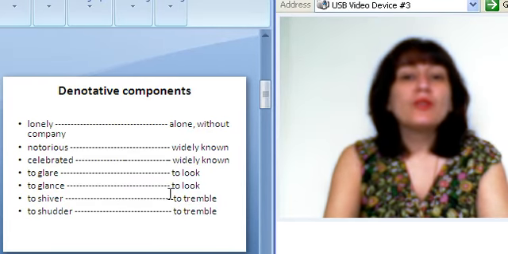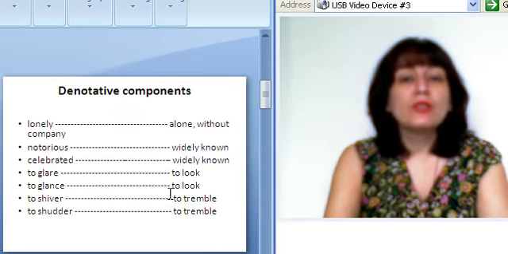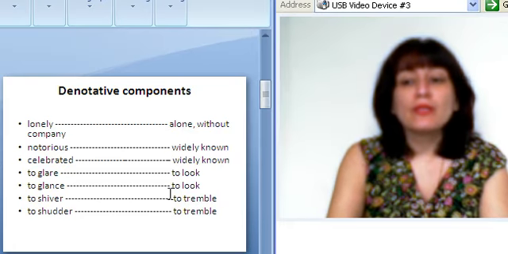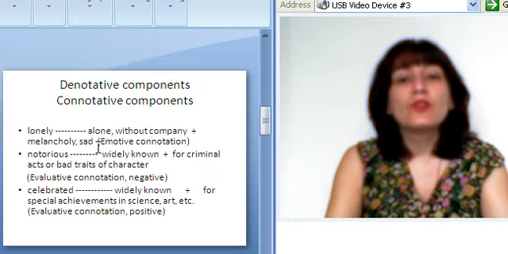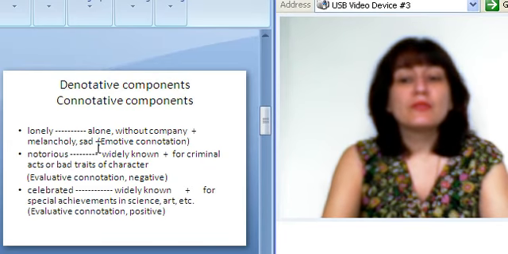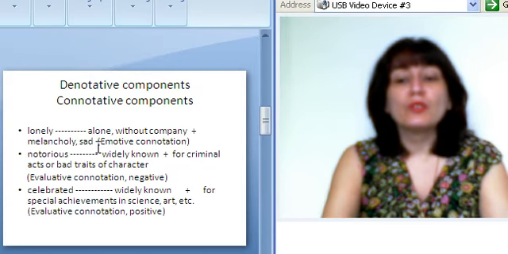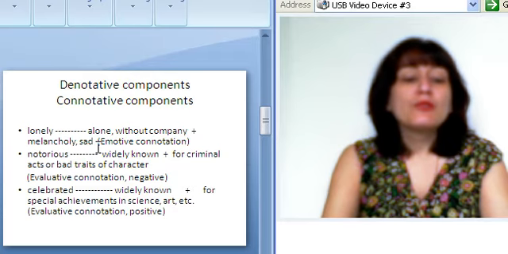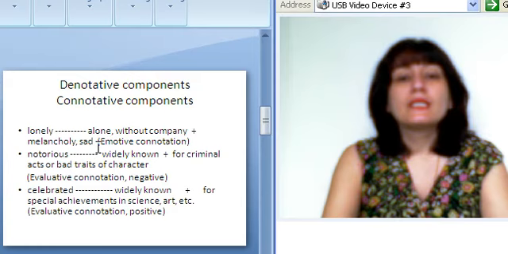To give a more or less full picture of the meaning of a word, it is necessary to include in the scheme of analysis additional semantic components, which are termed connotations or connotative components. And now let us complete the semantic structures of the words given above, introducing connotative components into the schemes of their semantic structures. As you remember, the denotative components of the adjective lonely are alone, without company, plus connotative components, melancholy, sad, which is emotive connotation.